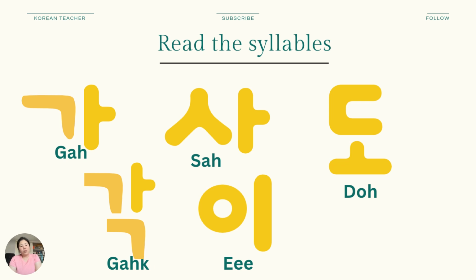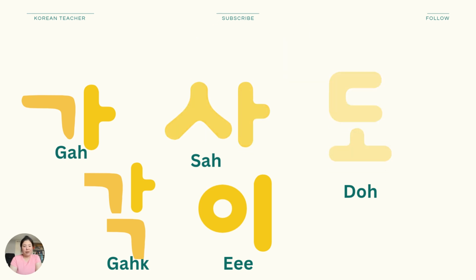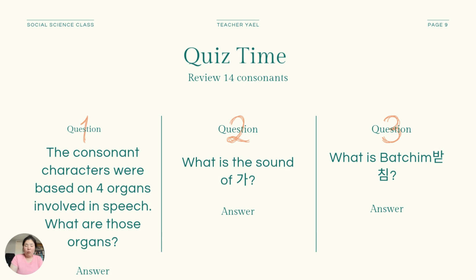Okay, last one. Oh, this one doesn't have any sound, right? So what do you need to read? Just the vowel itself, right? Do you remember this vowel? The sound is what? E, right? So it becomes just E. You just need to read the vowel E. All right. That was all.